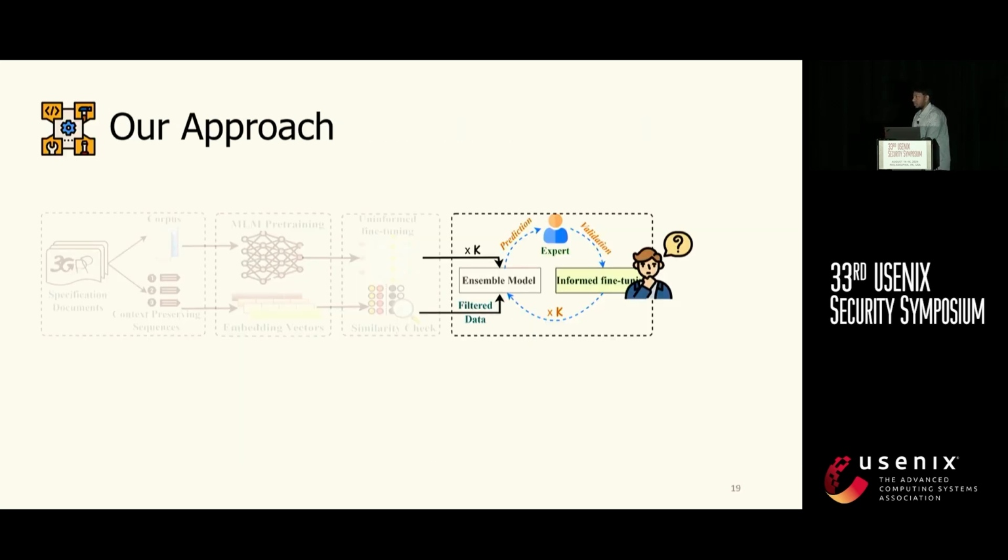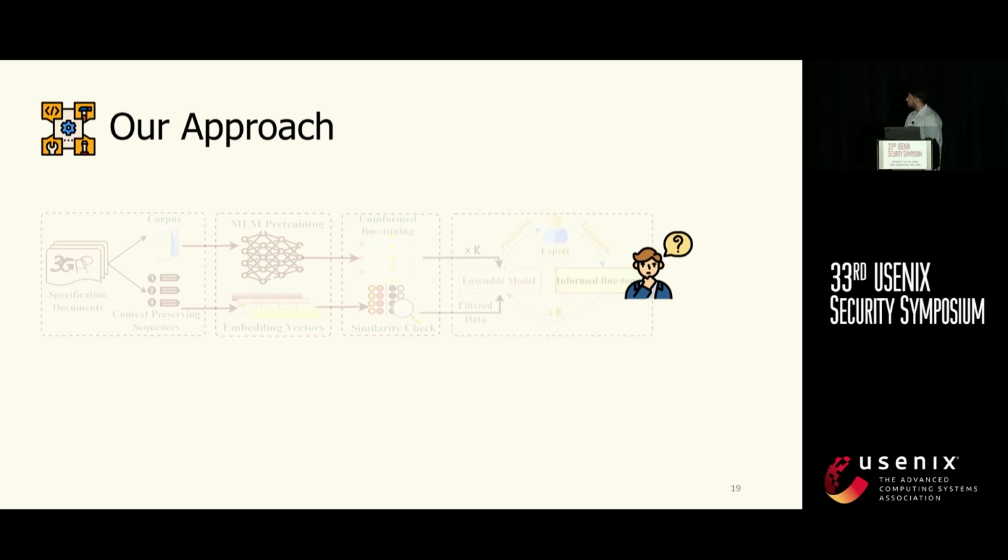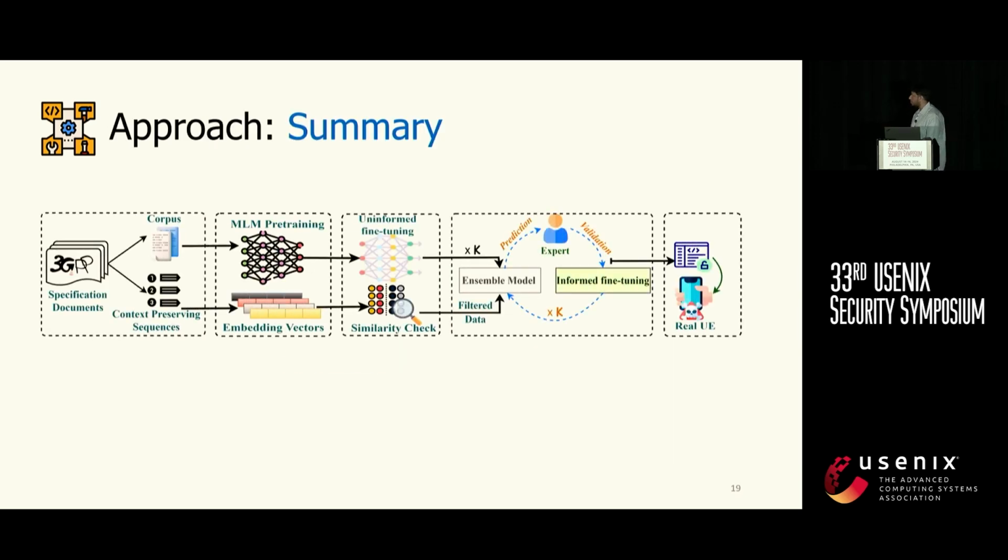Now comes the question: if we can devise this overall methodology and find the inconsistencies, how can we use them for further evaluation on real-world devices or open source implementations? For that, we take the inconsistent pairs of sequences and map them to open source implementations. Later, we also devise some attack scenarios for the real-world devices. So this is our overall approach.